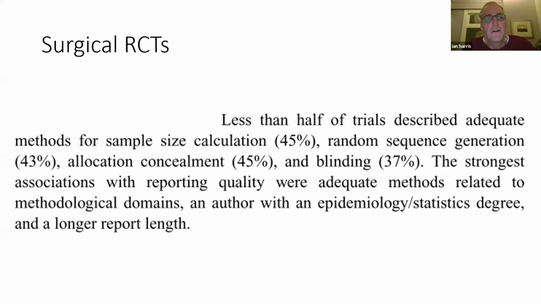Now let's talk about RCTs for a little while. This is a review that Sam did. Click next, please. He looked at the reviews of trials, found sample size calculation in less than half, random sequence generation in less than half, allocation concealment in less than half. And interestingly, one of the factors that was associated with high quality was where an author had some kind of statistical or epidemiological training, which was interesting.